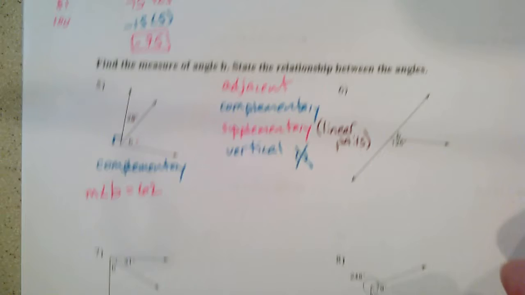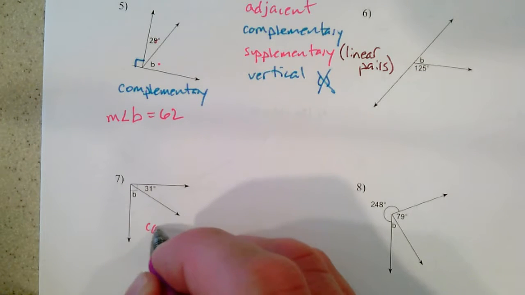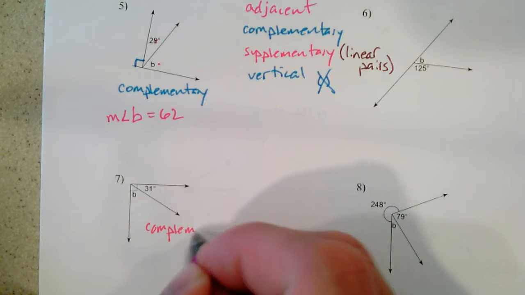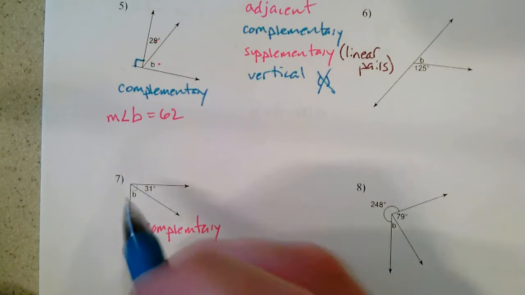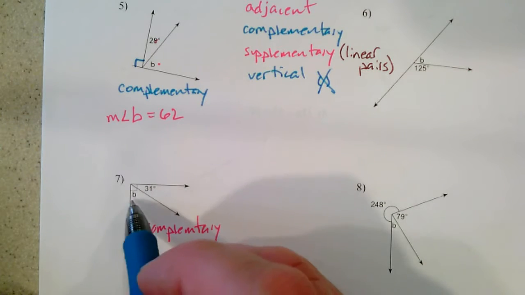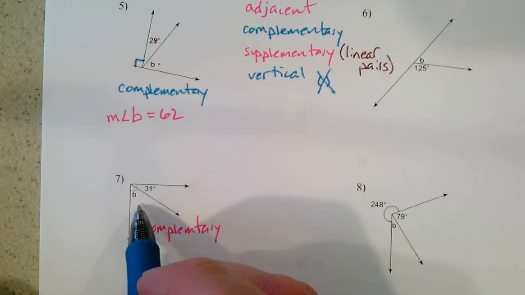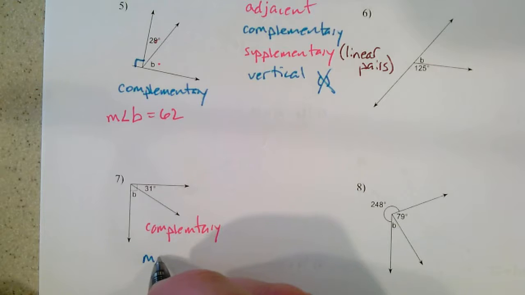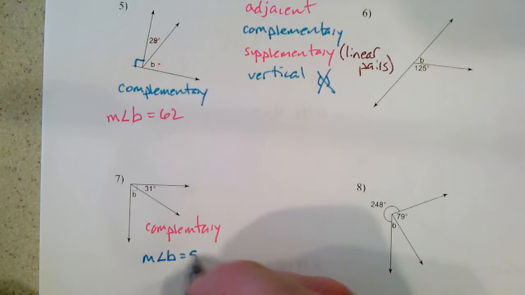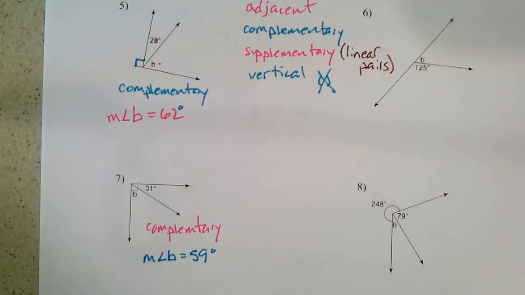I'm going to be careful here. Measure of angle B. Down here, see the little square bracket? So again, complementary, because the two angles add up to 90 degrees. So B plus 31 adds up to 90. If that were 30, then B would be 60. This is 31, so B must be 59. Measure of angle B equals 59 degrees. So I put a little degree sign up here. All right, I'll leave the other two up to you.